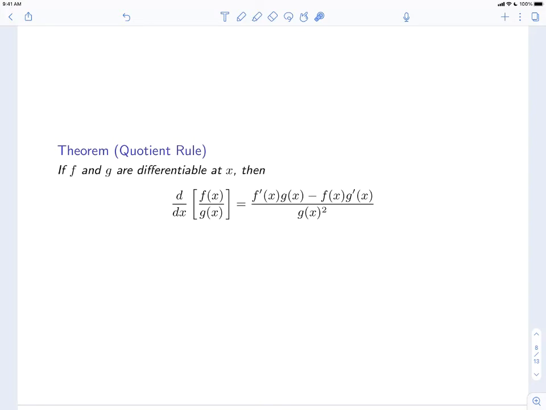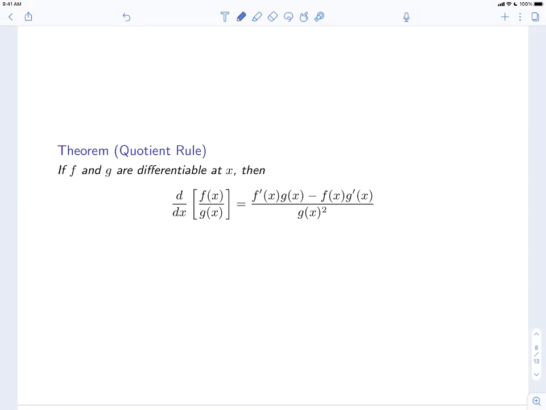The way that I like to say this is that the derivative of this quotient f divided by g is equal to the derivative of the top times the bottom minus the top times the derivative of the bottom, divided by the bottom squared. Now this formula is a little bit more difficult to remember, but the numerator is the same as it is with the product rule, except that the plus becomes a minus. And then we just need to remember to divide by the bottom squared.